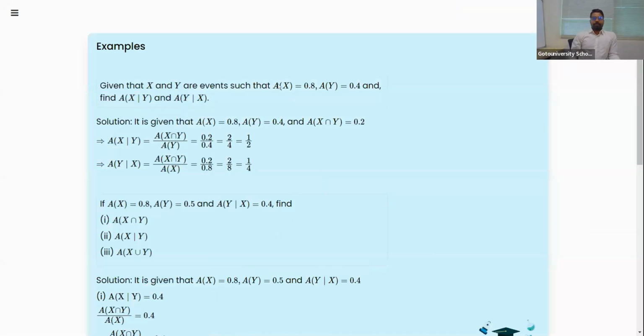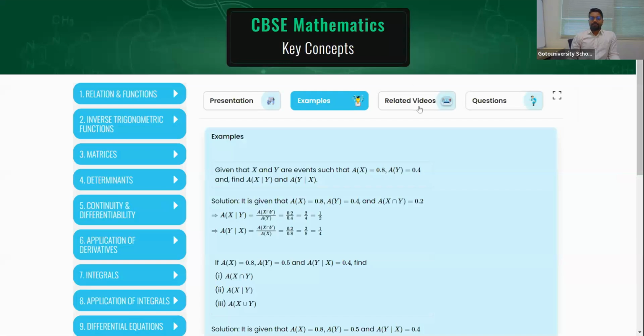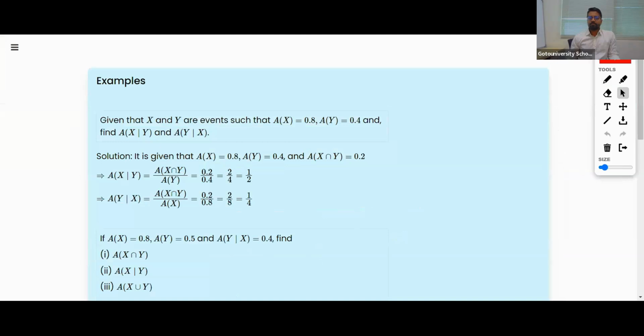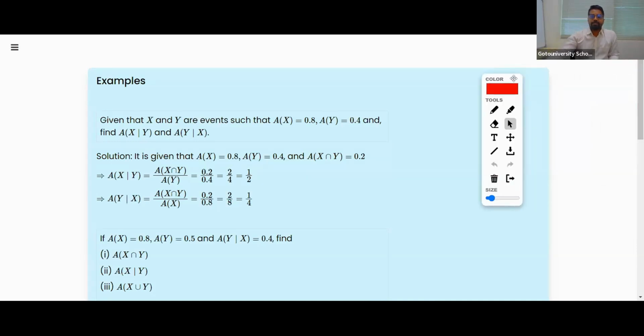This is A. A is nothing but P in this case. Let's take it as, given that X and Y are events such that P of X is equal to how much?